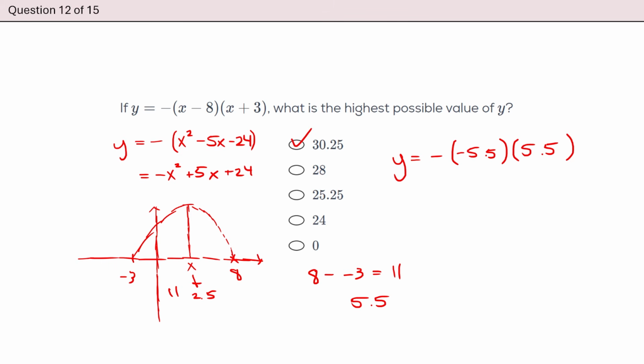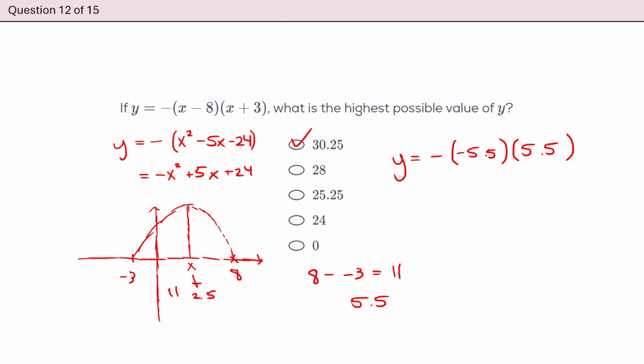Let me confirm that with a calculator. 5.5 times 5.5. Yep, that equals 30.25. So the correct answer is A. Now, is this the only way to solve the problem? No, there are shortcuts. You know, like I said, you can do calculus.